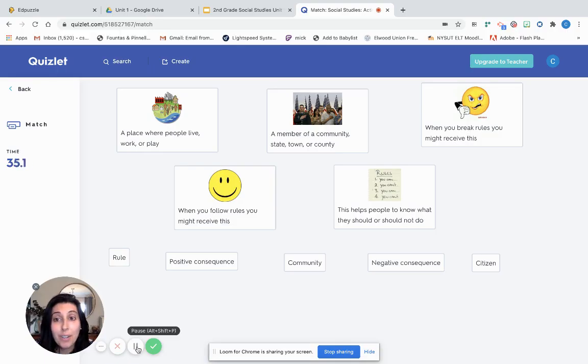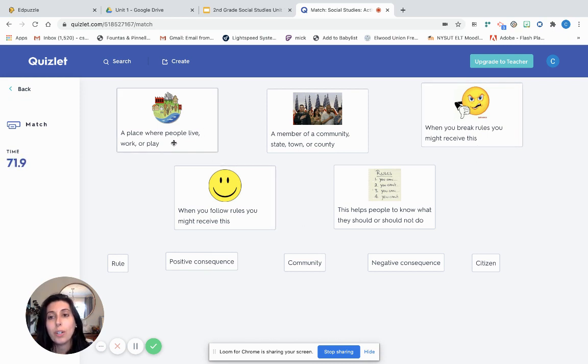All right, I'm going to need your help with these vocabulary words. Up here, we have our definitions. And down here, we have our vocabulary words. Let's review them. Rule, positive consequence, community, negative consequence, and citizen. So I will read the definition, and I'll count down from 3 to 1. When I get to 1, I want you to call out what you think the vocabulary word is that matches that definition.